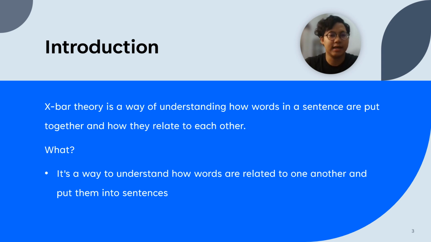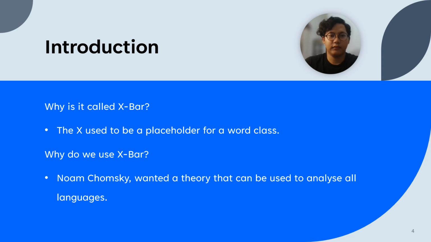So what is X-bar? X-bar is a way to understand how words are related to one another and put them together into sentences. Next, why is it called X-bar? The X is used to be a placeholder for a word class. It is similar to how in math, X is used to symbolize something that needs to be determined. So that is the same principle for the X-bar theory. And why is it called bar?